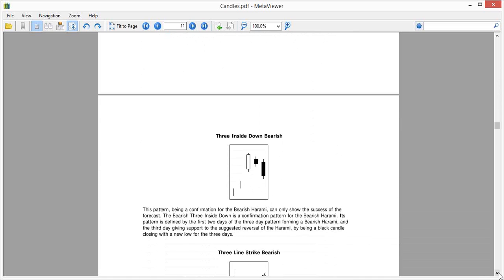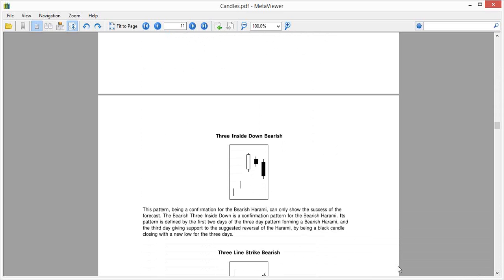Three inside down, bearish. This pattern, being a confirmation for the bearish harami, can only show success of the forecast. The bearish 3 inside down is a confirmation pattern for the bearish harami. Its pattern is defined by the first 2 days of the 3-day pattern forming a bearish harami, and the third day giving support to the suggested reversal of the harami by being a black candle closing with a new low for the 3 days.